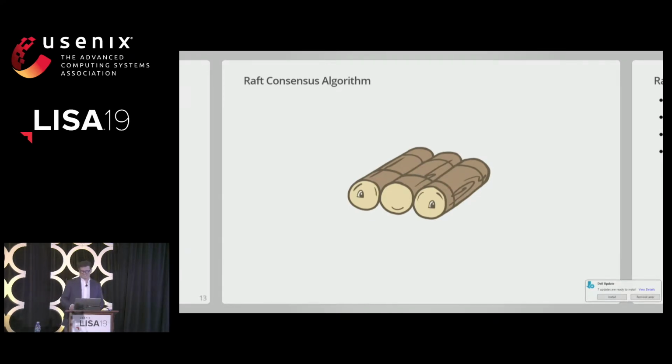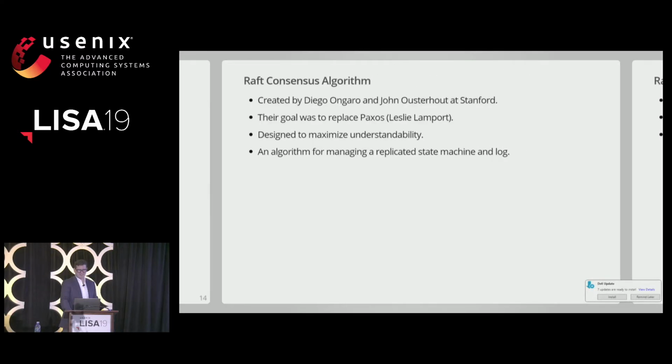I love this mascot. OK, so Raft was created by Diego Ongaro and John Ousterhout at Stanford. And I'm really sorry to those 2 gents, I probably pronounced their names badly. Their goal was to replace Paxos, which was developed by Leslie Lamport. The reason they wanted to do that was because they wanted to create a distributed consensus algorithm that was more understandable and easier to implement.